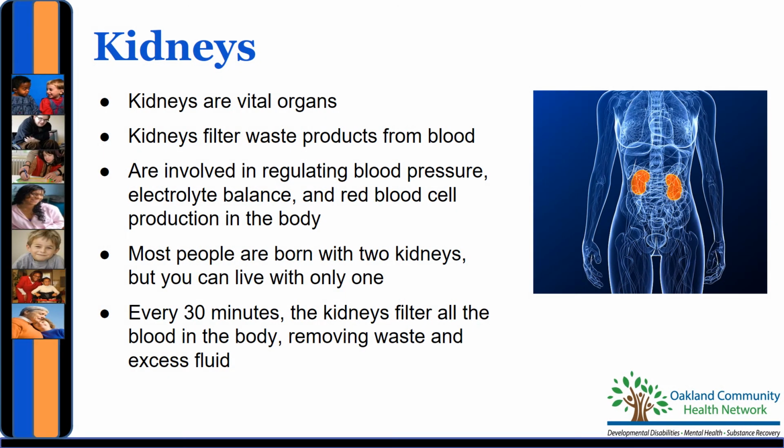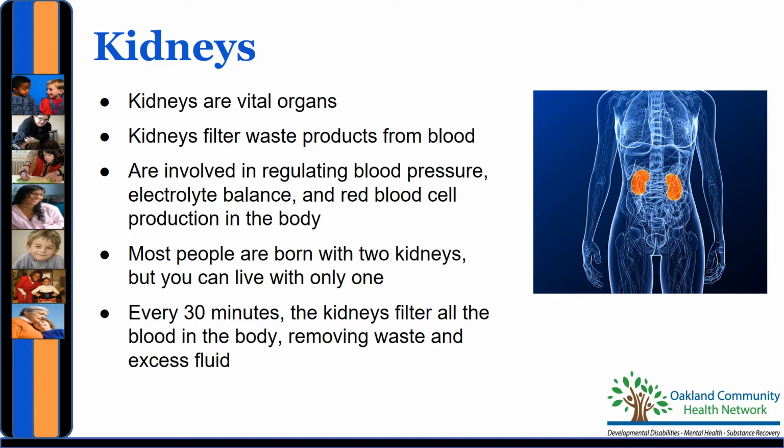The kidneys are vital organs. They filter waste products from the blood. They are involved in regulating blood pressure, electrolyte balance, and red blood cell production in the body. Most people are born with 2 kidneys, but you can live with only 1. Every 30 minutes, the kidneys filter all the blood in the body, removing waste and excess fluid.